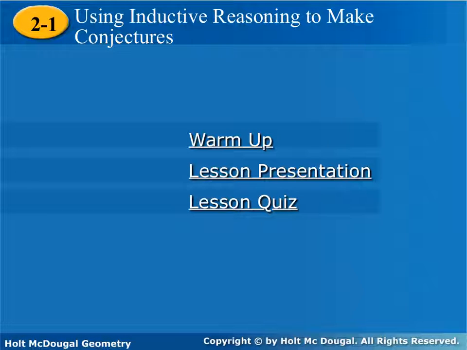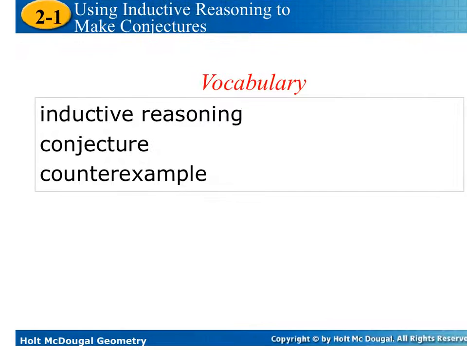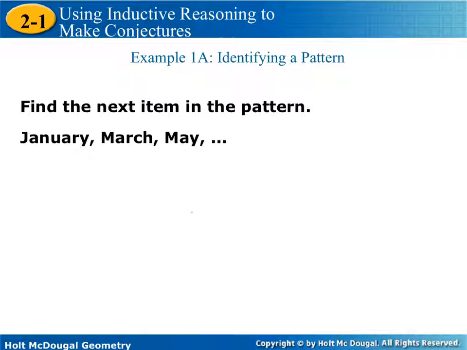So 2.1 is using inductive reasoning to make conjectures. We're going to go over what inductive reasoning is and conjectures in the lesson. So the objective is to use inductive reasoning to identify patterns and make conjectures, and to find counterexamples to disprove conjectures. So vocabs: inductive reasoning, conjecture, and counterexample.